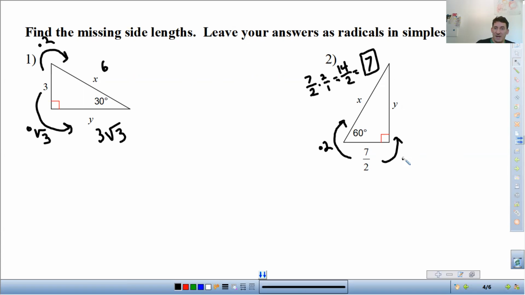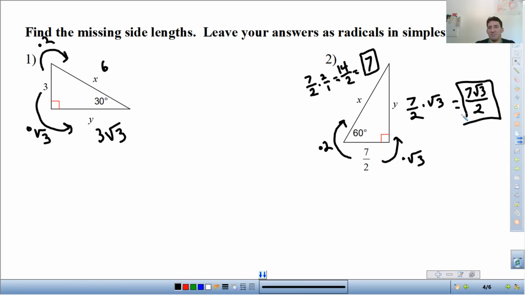To find the medium leg, I need to multiply by the square root of 3. So just 7/2 times the square root of 3, there's no simplifying left to do there. The one thing that we would do is squish the 7 and the square root of 3 together in the top of the fraction and write it like that.